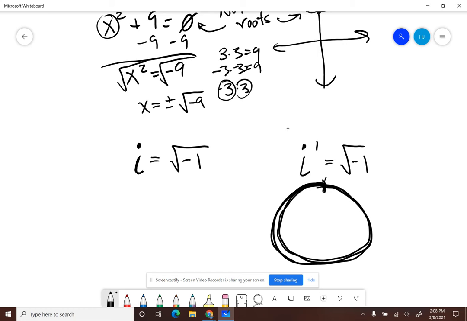Now, if I take i squared, that would be the same thing as the square root of negative 1 times the square root of negative 1. Well, think about what really happens when I square a square root, right?